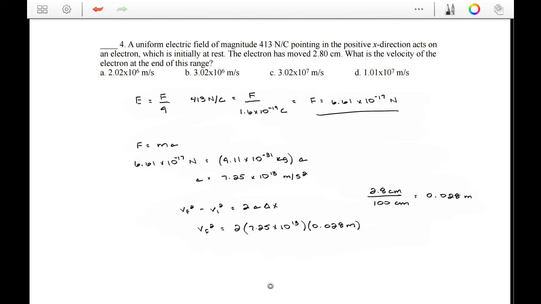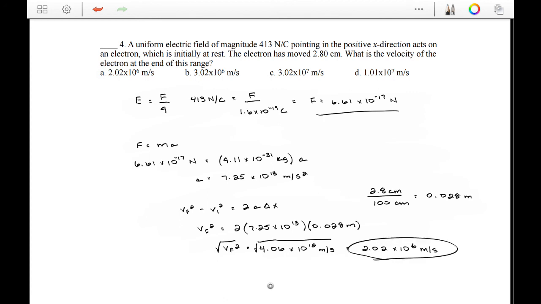So I can quickly use my calculator and solve for that. Multiply the acceleration by 2 and then multiply that by 0.028. And then I'm left with v final squared equal to 4.06 times 10 to the 12th power meters squared per second squared. And since this value is squared, I'm going to take the square root. That's going to leave me with an answer of 2.02 times 10 to the 6th meters per second. And if I see that answer is A, so the answer for number 4 is A.